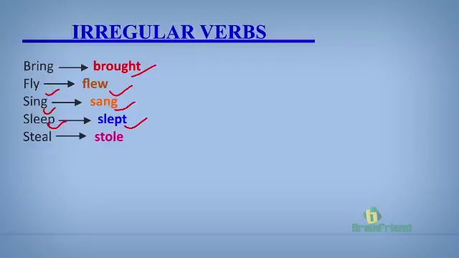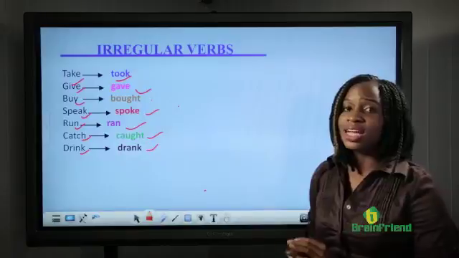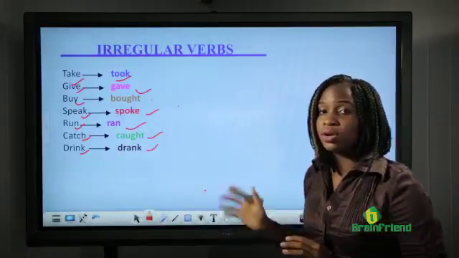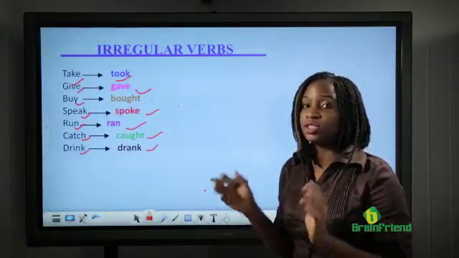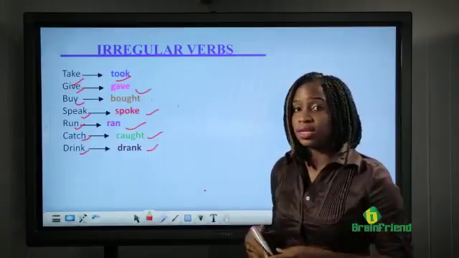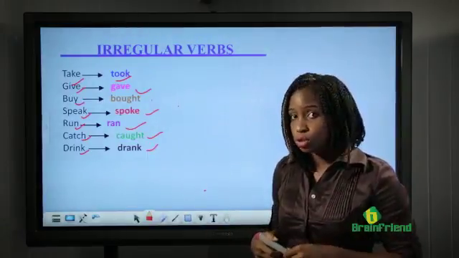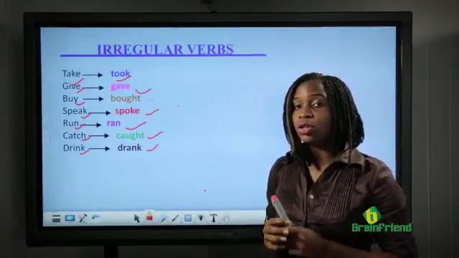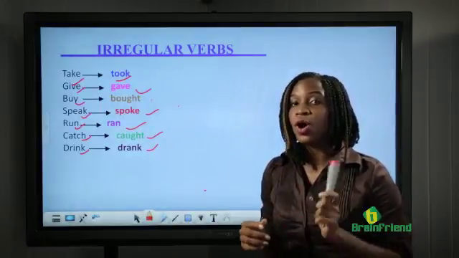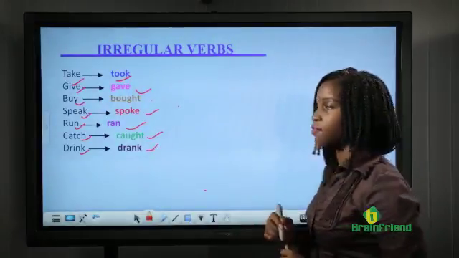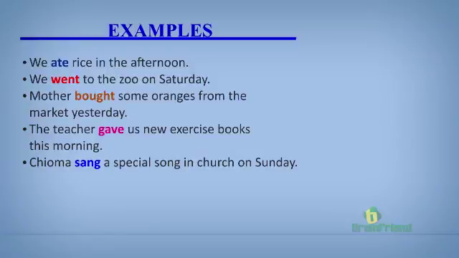Sleep, slept. And steal, stole. Note that these are not the only irregular verbs which we have in the English grammar. There are so many. So always consult your dictionary to know the correct past tense form of different verbs. Let's look at some of these irregular verbs in sentences.